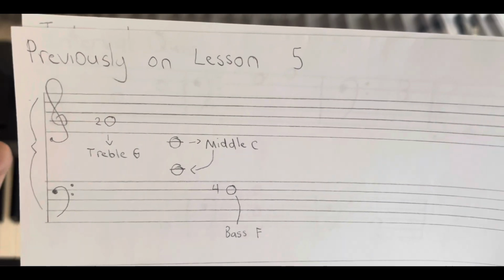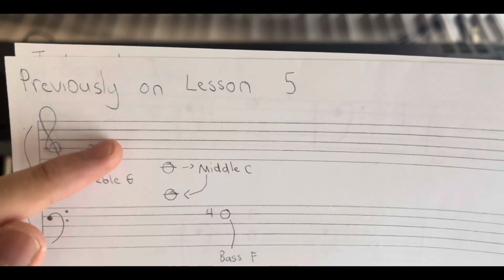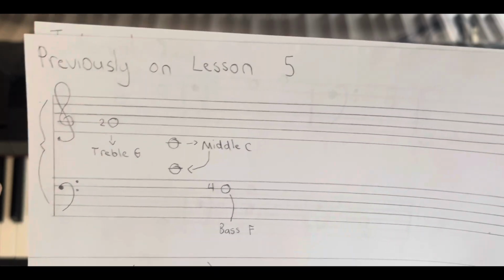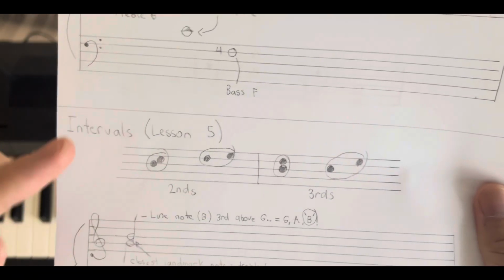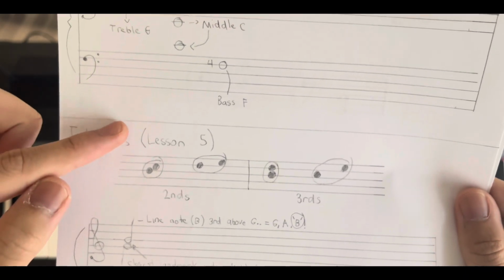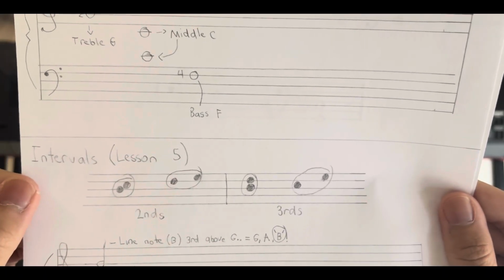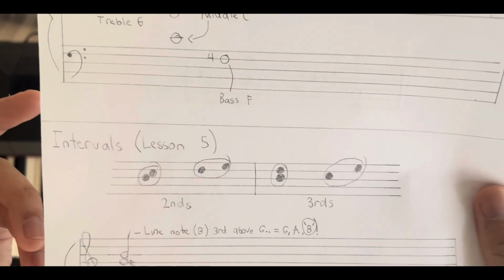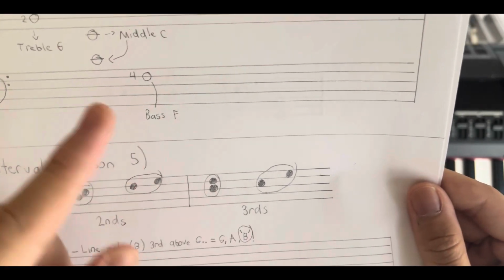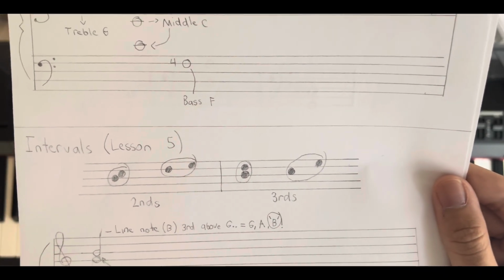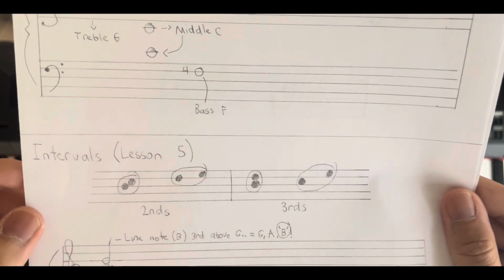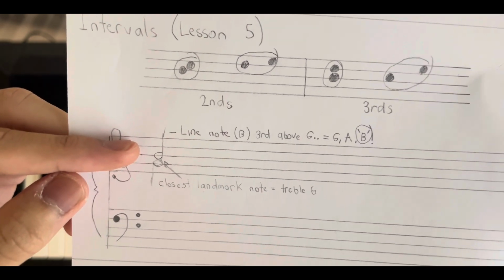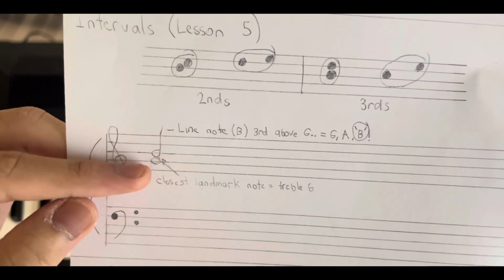So how exactly do landmark notes help us? From these three notes, we can use our knowledge of intervals to help us quickly identify other notes. Also in lesson 5, we learned about the intervals of seconds and thirds. Seconds go from line to space note, or the opposite, space to line, while thirds go from space to another space note or line note to another line note. If you can see this note right here, you can think of the closest landmark note to it, and that is, it's a third above treble G.